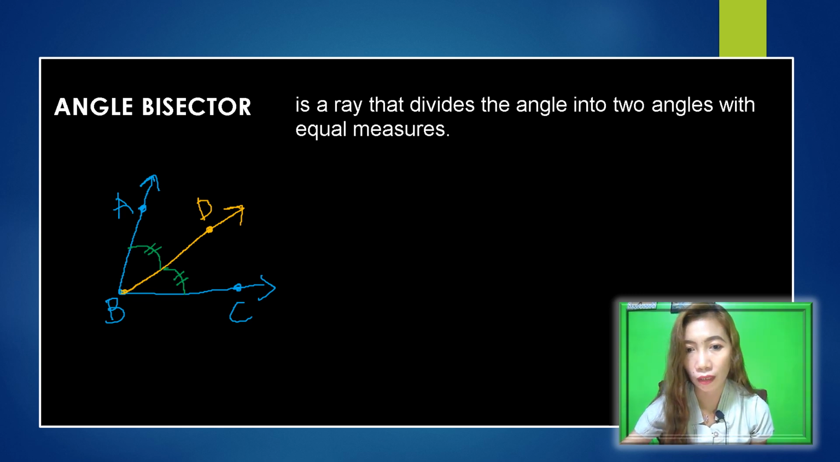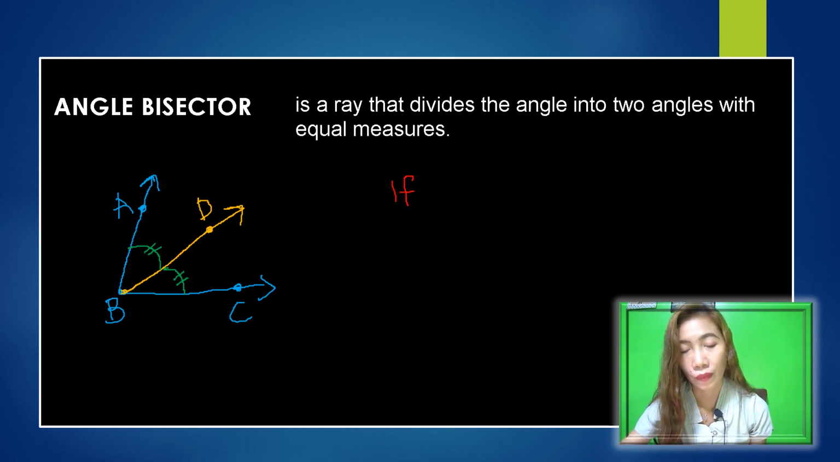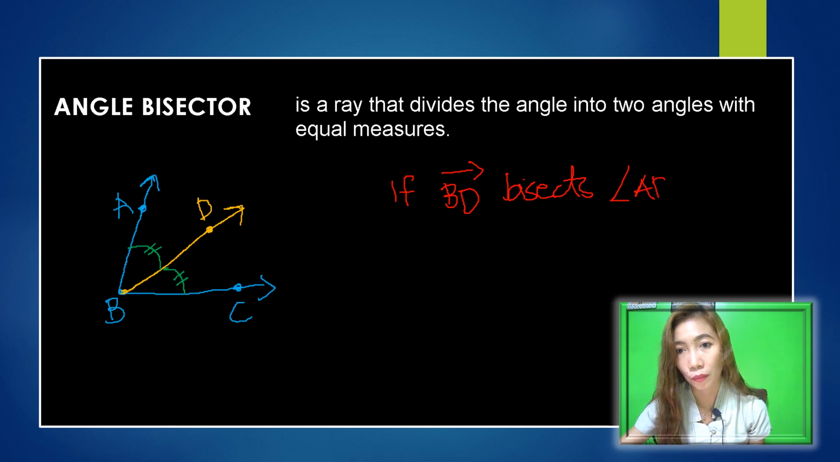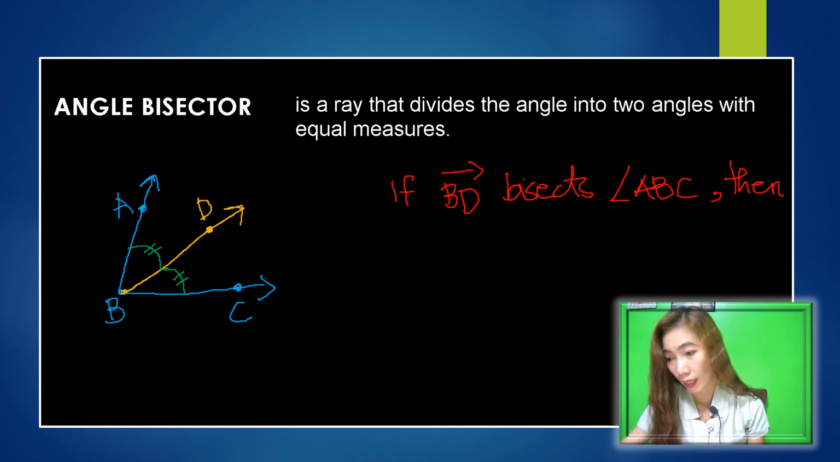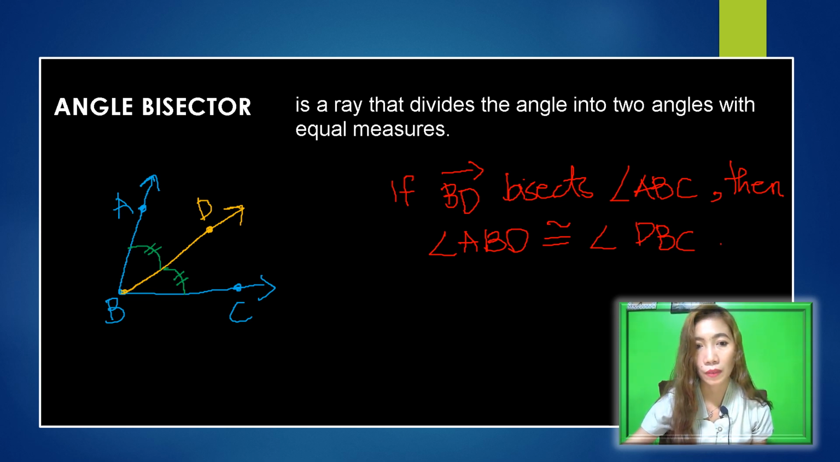So if we are going to formulate an if-then statement, that will be: if ray BD, this part in the middle, bisects angle ABC, then what will it form? Then angle ABD is congruent to angle DBC. Because that angle bisector BD bisects angle ABC, we have two congruent angles.